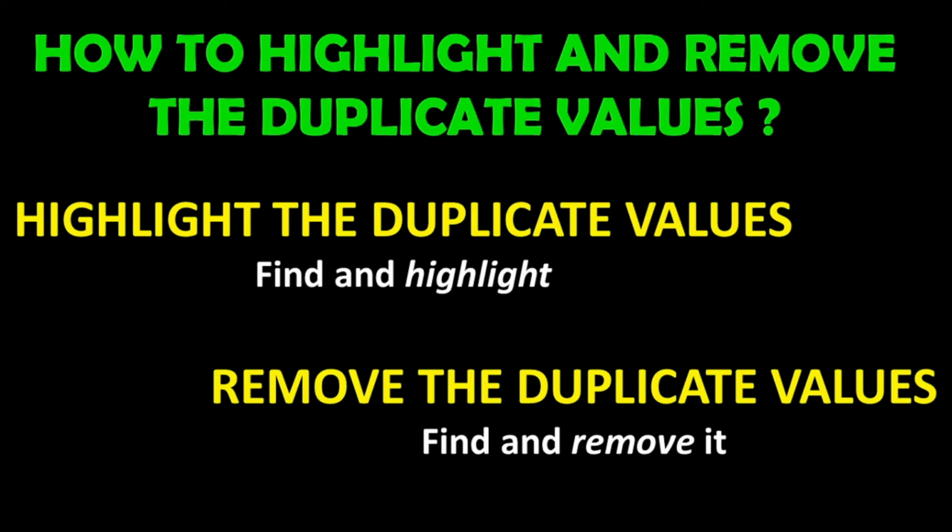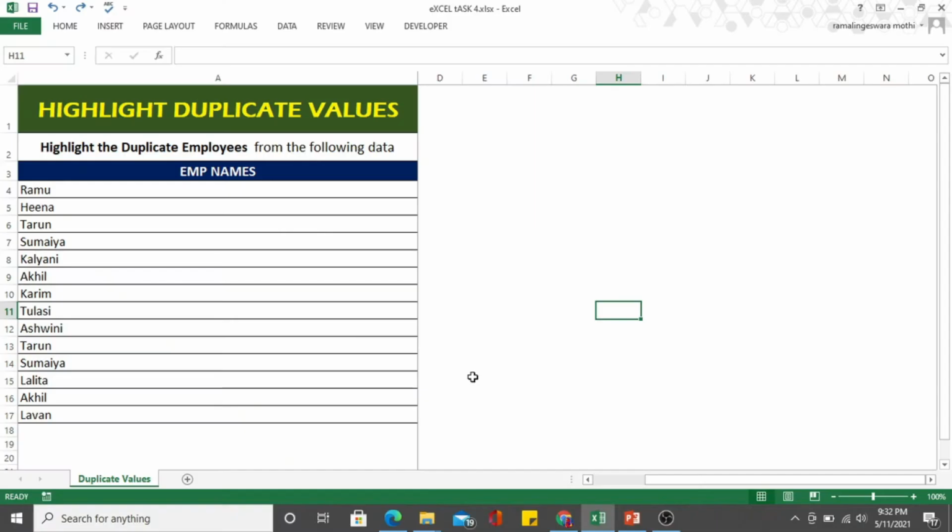Let's try to understand with an example. Let's go to Excel. Here we have a simple example to highlight the duplicate values. I have a couple of employee names here. In these employee names, I want to highlight the duplicate values, the names which are the same. So how am I going to do it?